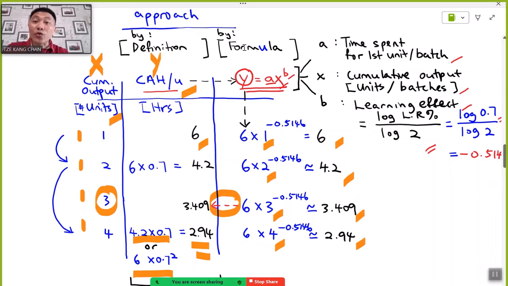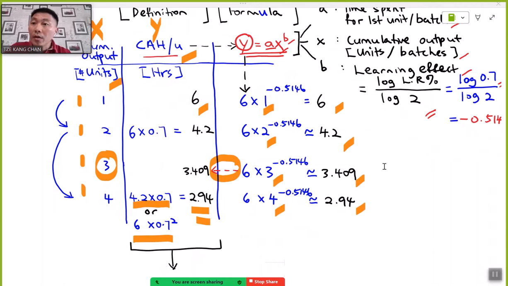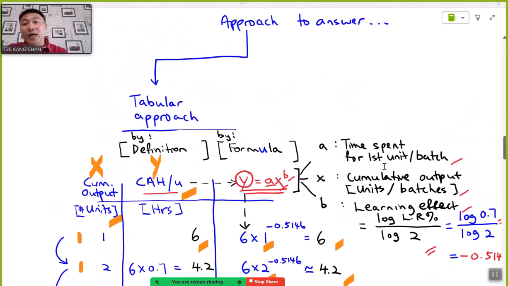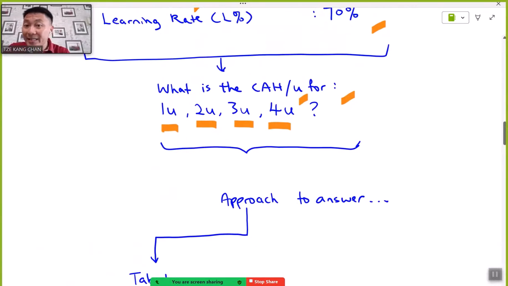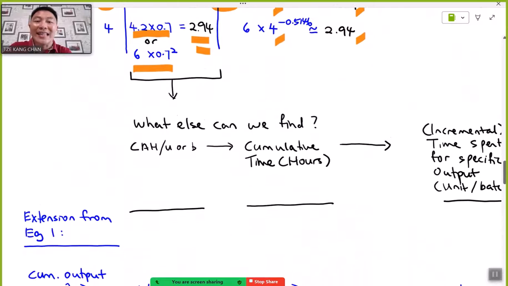So here are the 2 ways of deriving the cumulative average hours per unit or batch: by definition, with the restriction of doubling the output, and by formula, without restrictions on the doubling rule. So, with the figure of cumulative average hours per unit, what else could the questions be testing? Guys, the calculation of CAH per unit is just the first question in most examinations. The first question will then lead to the following questions, which are found below.